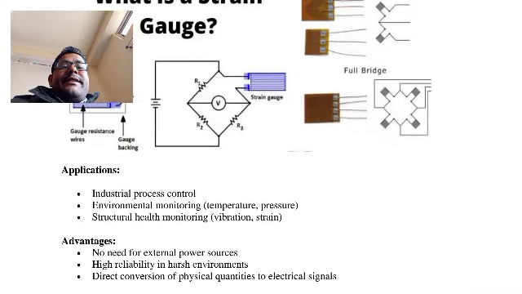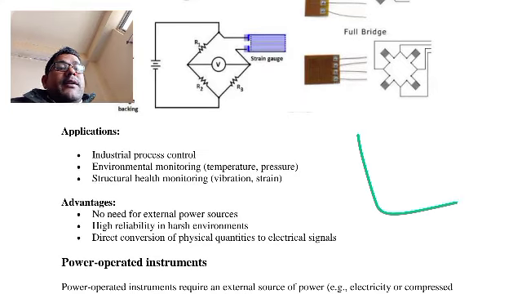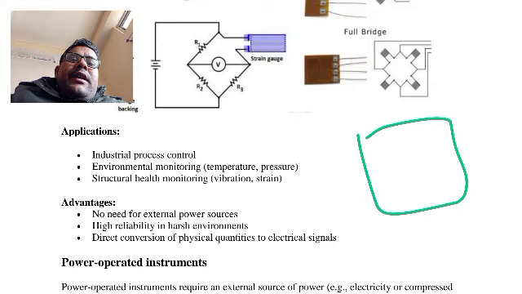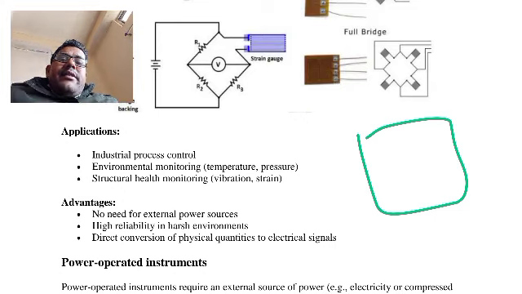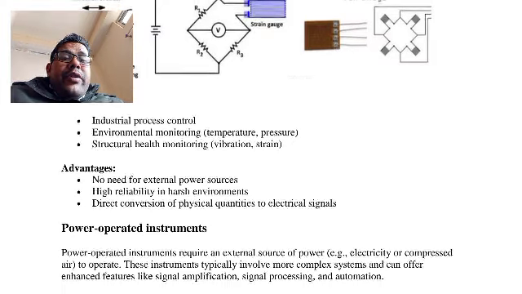It is used in industrial process control for load measurement. Suppose that this is the tank, we want to measure the weight of this tank. So we can use the strain gauge here. For environmental monitoring, temperature and pressure control, we can use it for structural health. There is no need for external power sources, because strain is applied. Because of deformation, strain is created, and because of strain, resistance will change, and that we can measure with high reliability and high use, a direct conversion of physical quantity to electrical quantity.